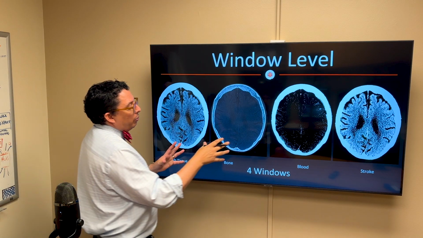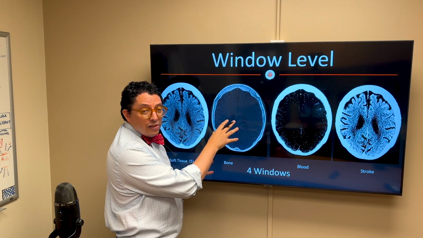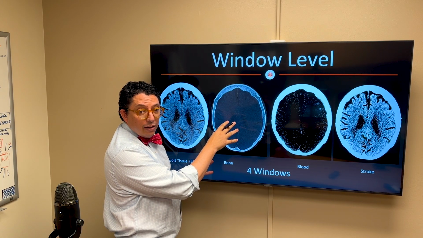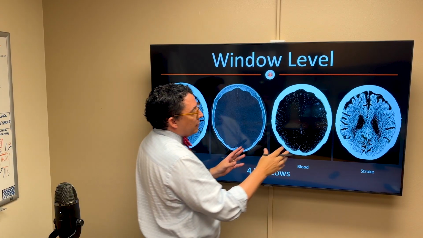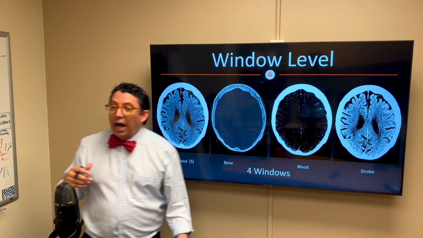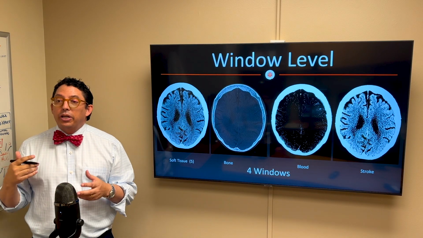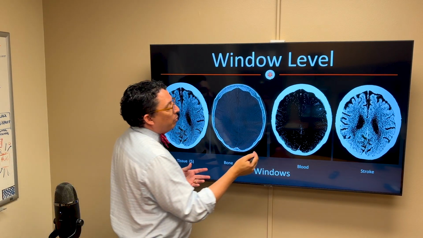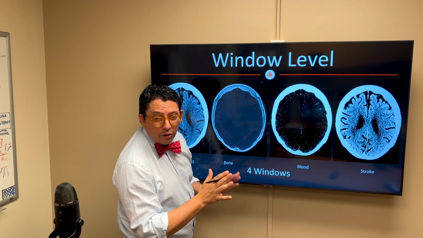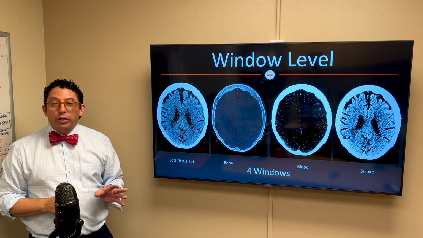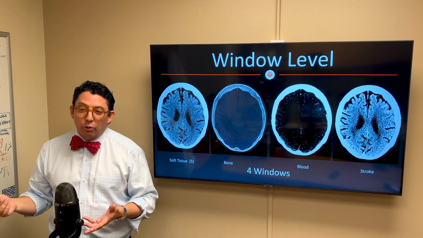But when you do a bone window, you really cannot see a lot of the contrast that is happening inside of the brain. So it makes it a little bit tougher. Then we can also do a highly contrasted image that will allow us to see blood products whiter and the brain parenchyma darker. We call that a blood window. Some places will call that a subdural window.